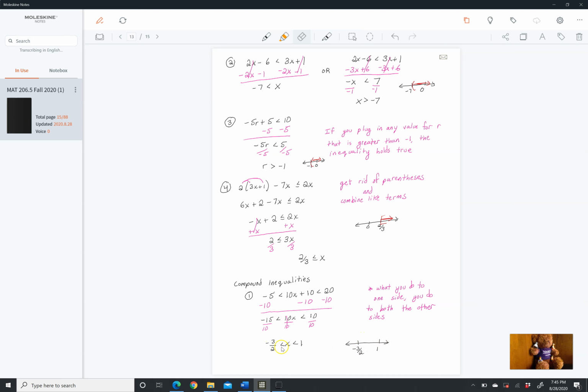And here, both of these are less thans. Neither one has an equals. So we're using a parentheses in both cases. They're just facing in opposite directions. Here we're facing the middle. Here we're facing the middle. And then we just shade it.